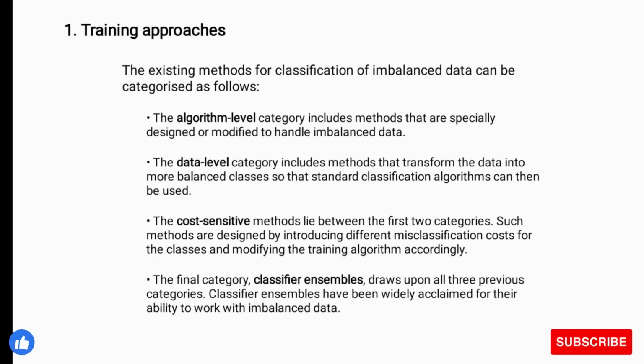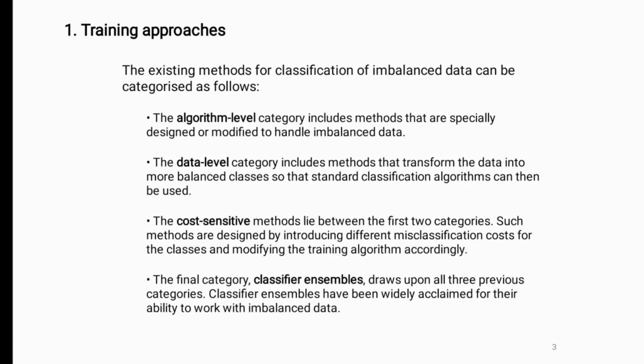And the final category draws on the previous ones. So we use a combination of algorithm approaches, data approaches, and the cost-sensitive approach, all in an ensemble. So just like regular ensembles, the idea is that each one is strong in different areas. And so when you put them all together, you're going to end up with the best approach for everything. Okay?